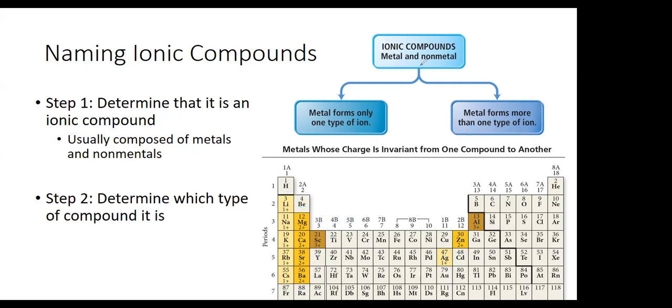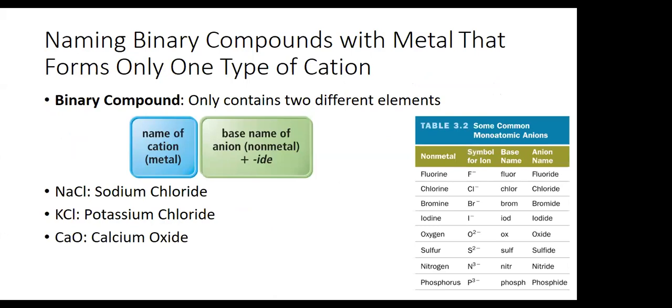So that's the first thing you have to decide with ionic compounds. Is my metal only going to form one charge, or is it possible that my metal forms multiple charges? So we're going to focus on metals that only form one charge to begin with, because those are the easiest to name.